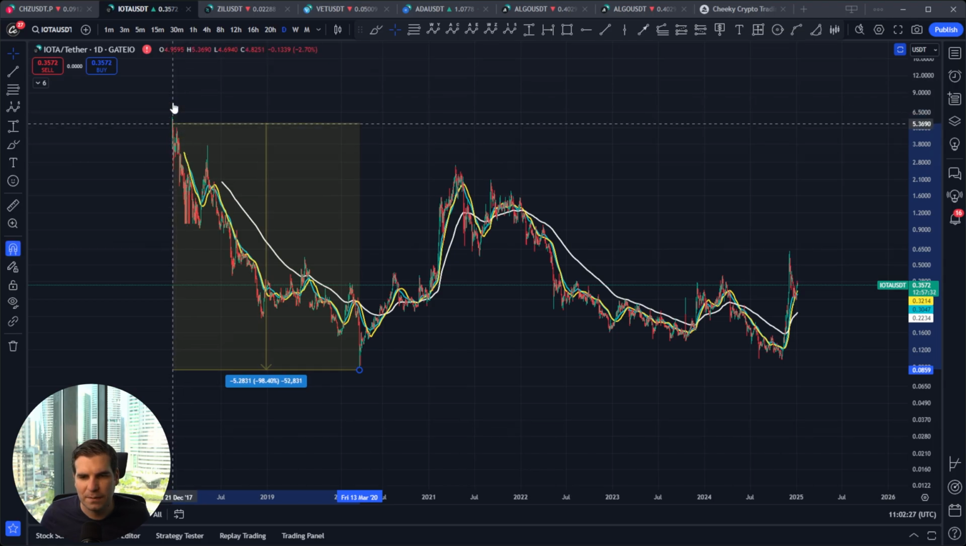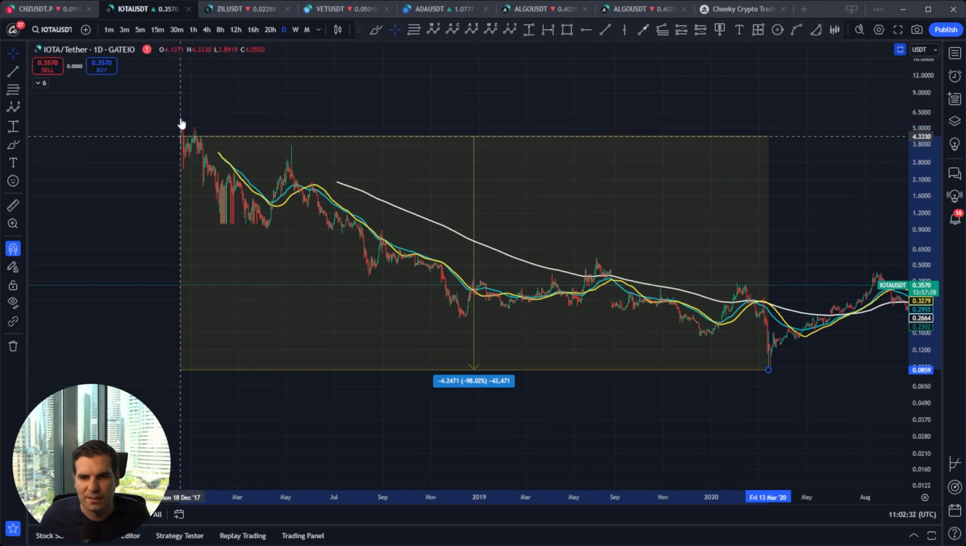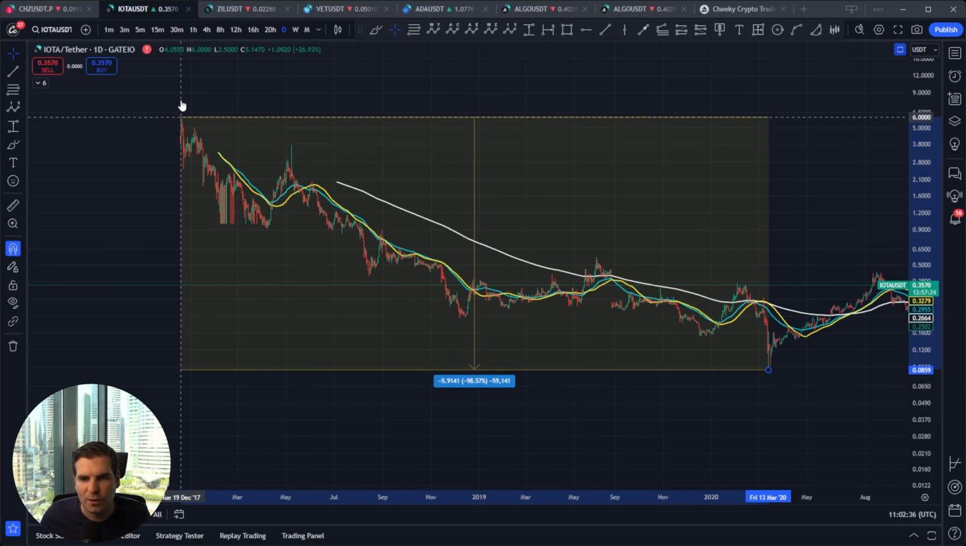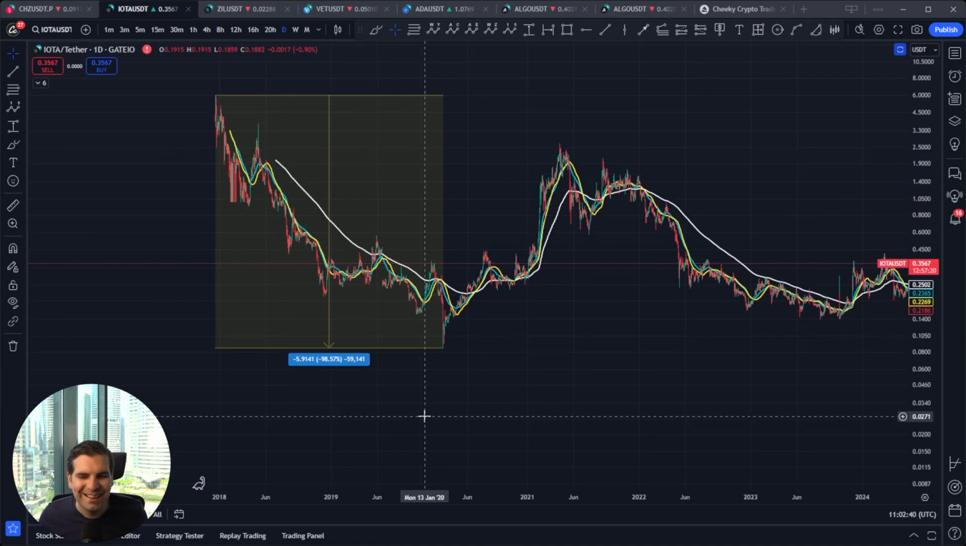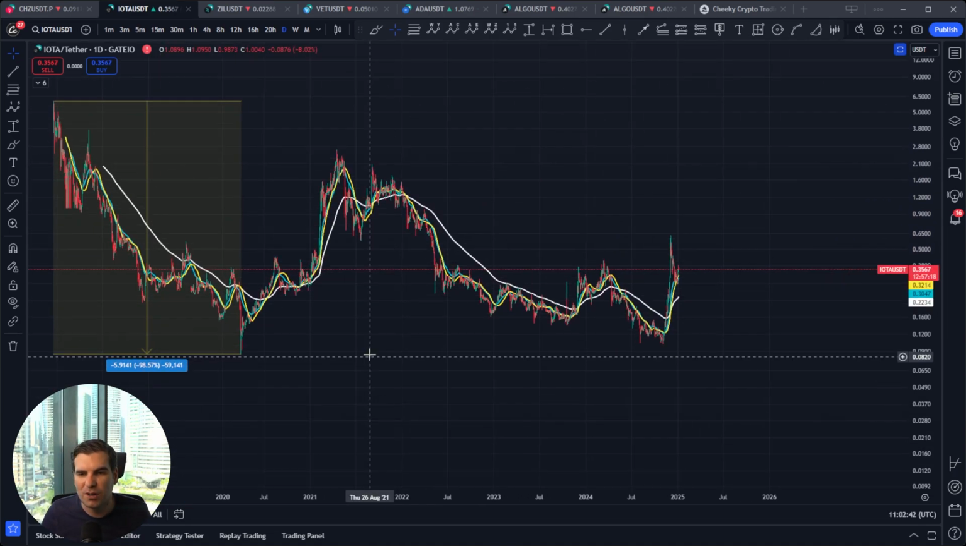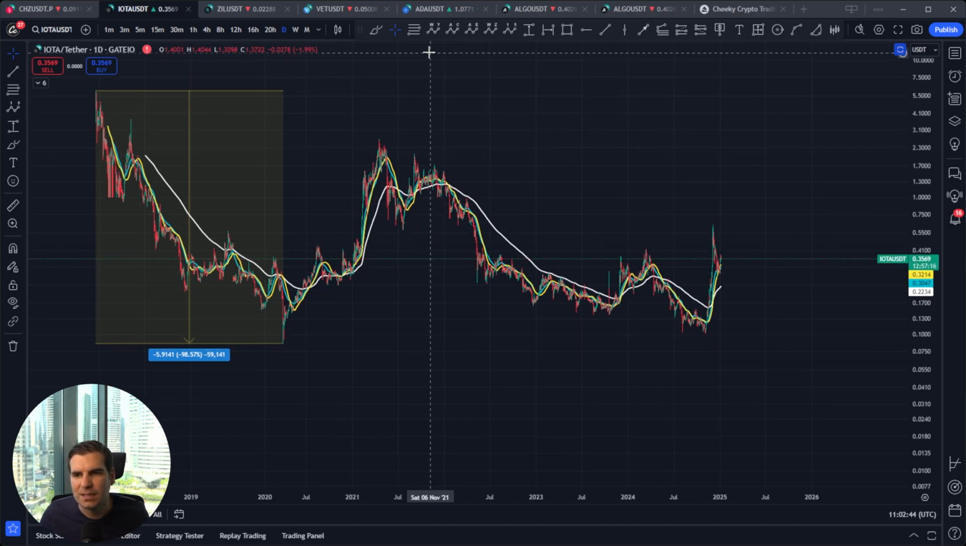So here you can see that we had, if I can snap this in, let me see if I can zoom in and snap that to the wick high. Wow, it's super fiddly today. It's not even the chart, it's just me. Anyway, there we go, right? That first initial drop was 98.57%, right? Pretty bad.